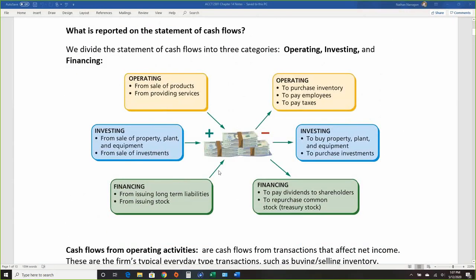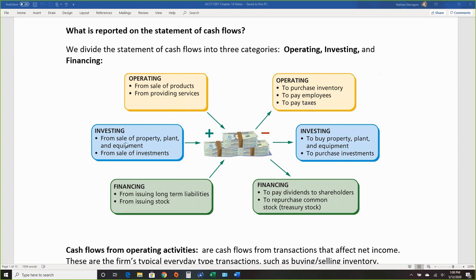So when we look at the statement of cash flows, we have it broken down into three categories: operating, investing, and financing. The hardest part of the statement of cash flows is the operating portion. This is our basic running of the business, and we're going to look at increases and decreases. Since it's related to cash, a business increases its cash from selling or providing services, and these are just examples. They lose cash through expenses like employees or taxes, maybe purchasing inventory. So again, we're looking at the cash moving.